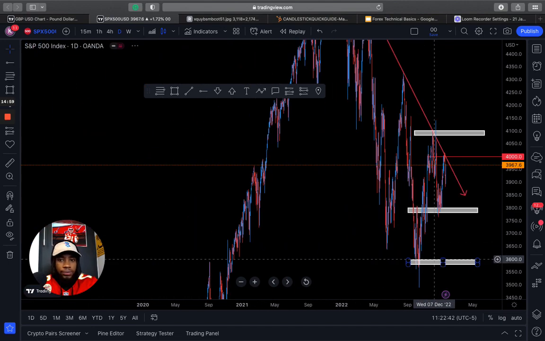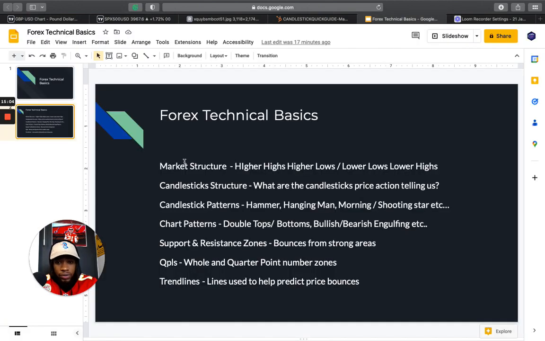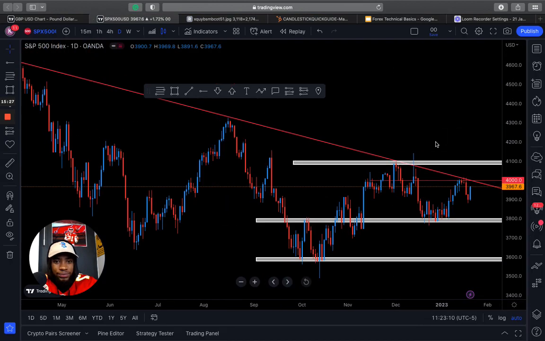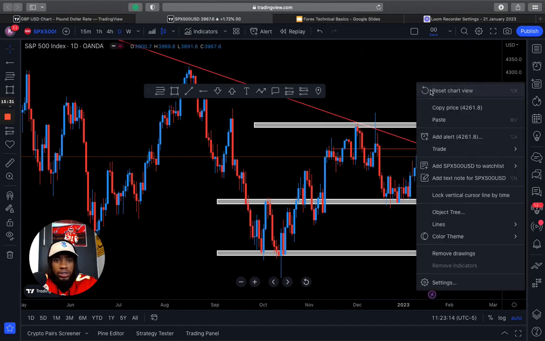So now we have identified our market structure. We have identified a couple candlestick patterns, quarter point levels, support and resistance, which really are one and the same, or can be used as one and the same. And we also identified a couple trend lines. So let's take a look into things here, right?